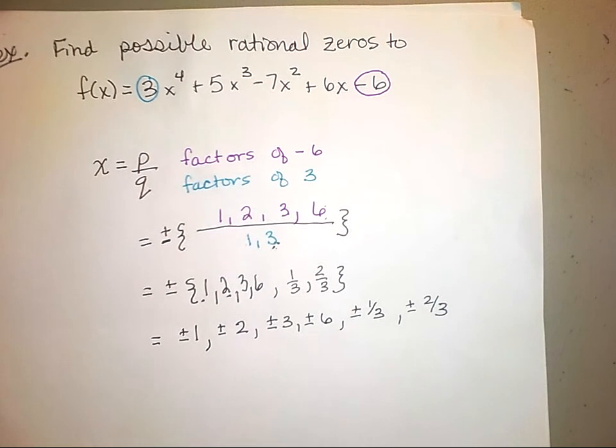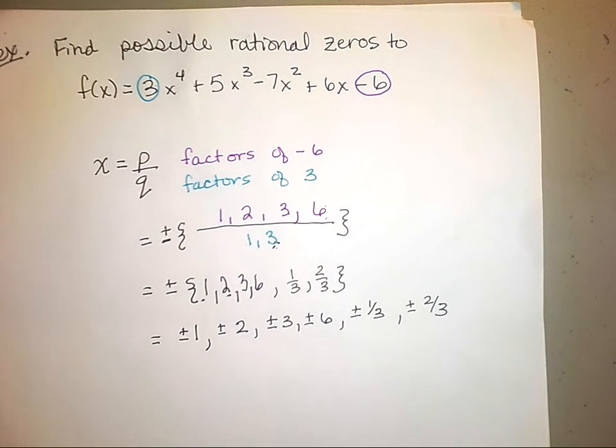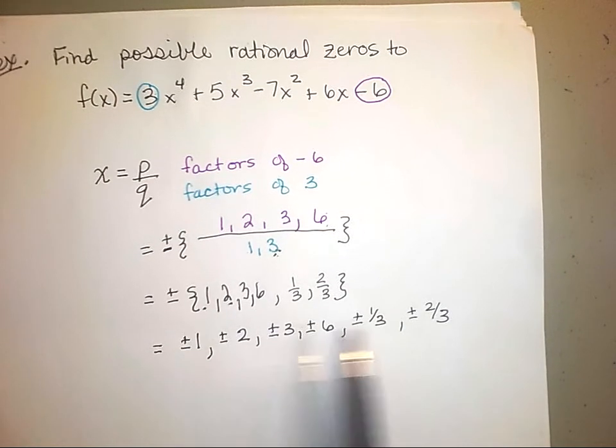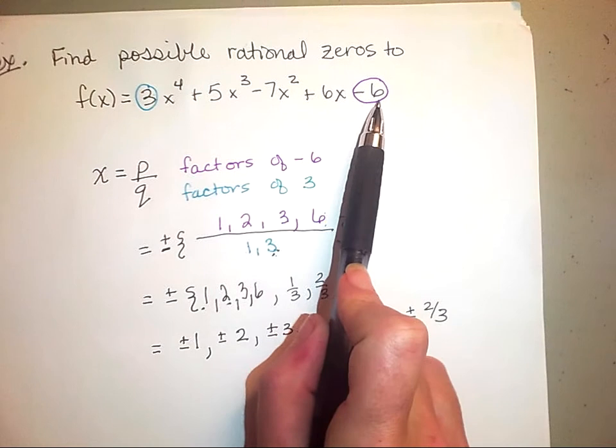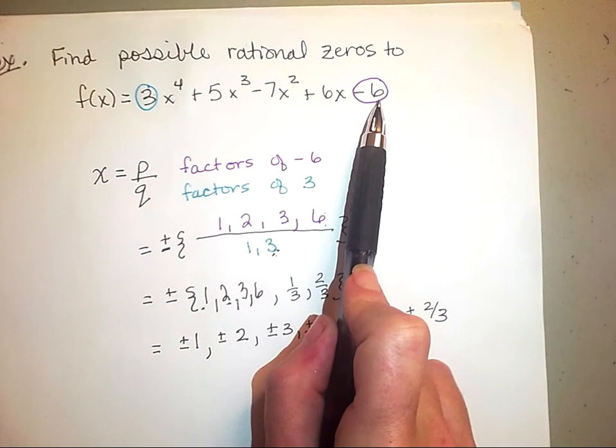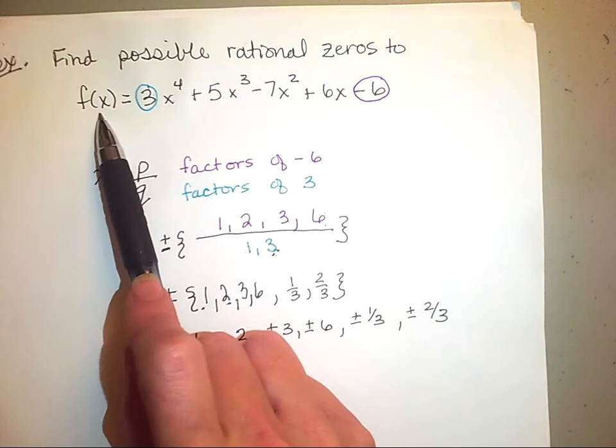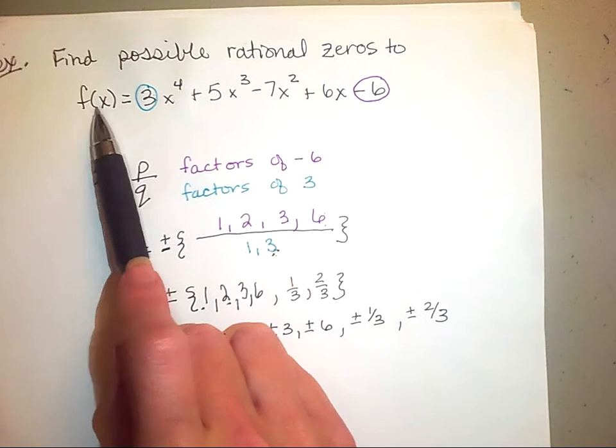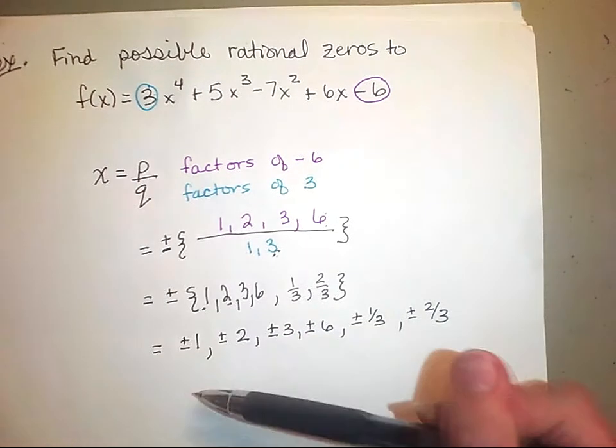And we could go about then testing them. That is, we could plug each of these in to find out if they equal 0. We could test f of 1 and run it out. F of -1 and run it out. F of +2 and run it out.